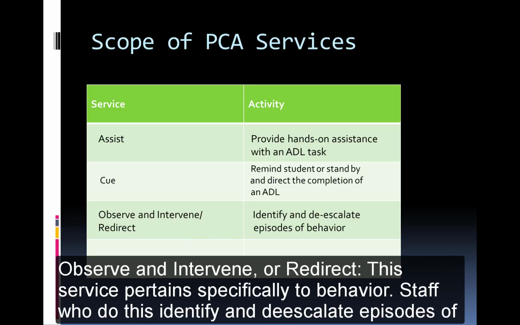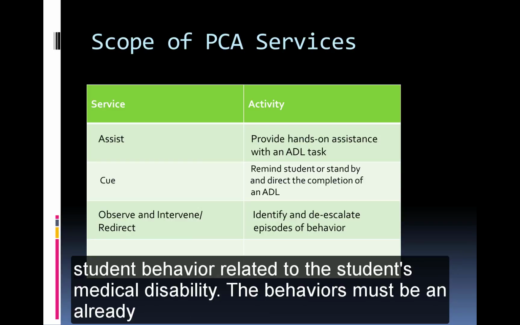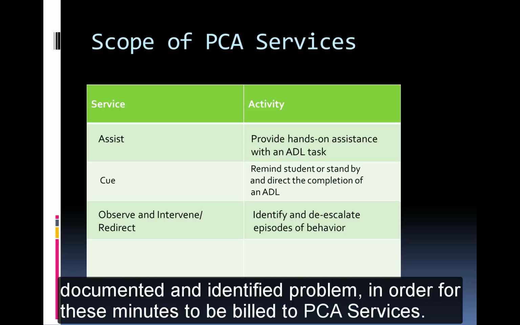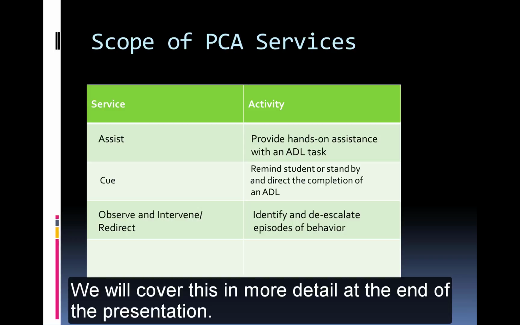Observe and intervene or redirect. This service pertains specifically to behavior. Staff who do this identify and de-escalate episodes of student behavior related to the student's medical disability. The behaviors must be an already documented and identified problem in order for these minutes to be billed to PCA services. We will cover this in more detail at the end of the presentation.